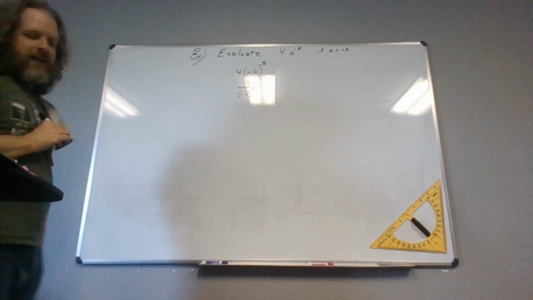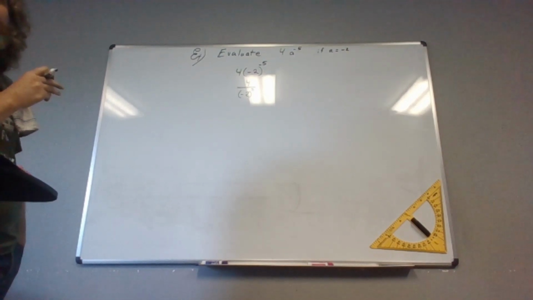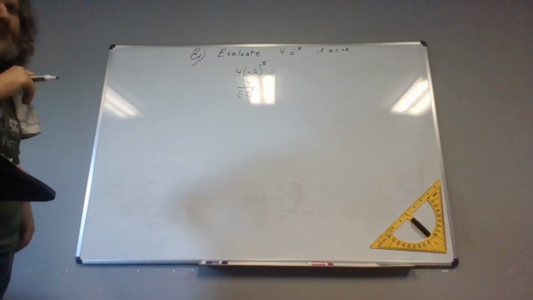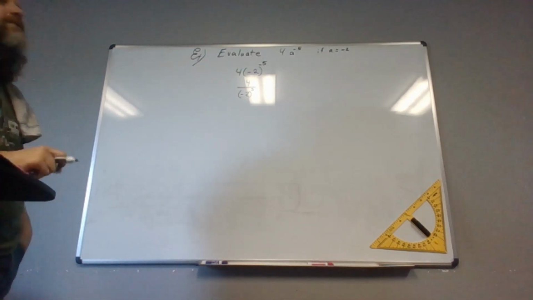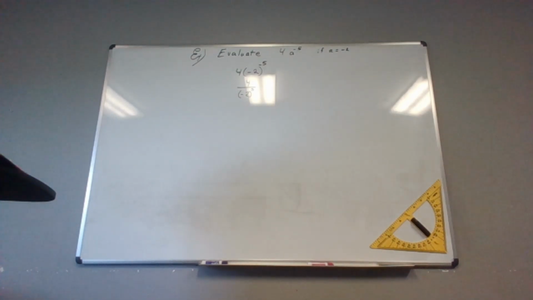Okay. So what's -2 to the 5th? You can use a calculator if you want to. Don't forget that when you do exponents in your calculator, you need to put that number in parentheses if it's negative. Negative 32.